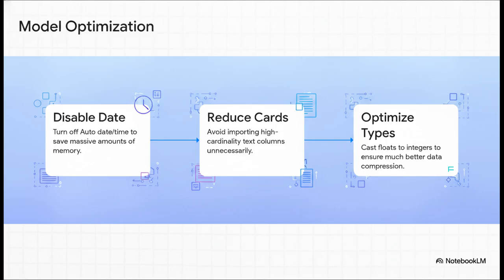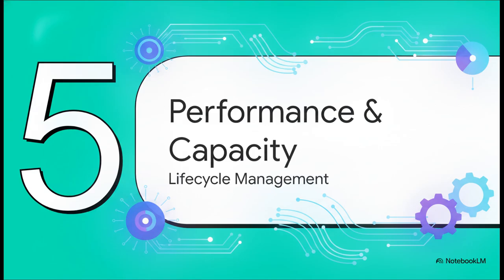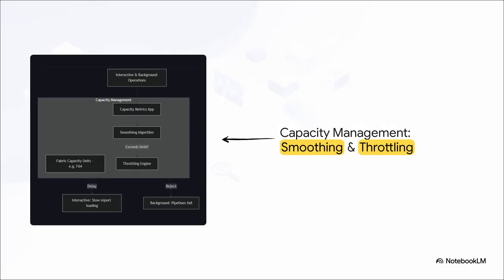Step 3. Optimize your data types. For instance, cast high-precision floats down to fixed decimals or integers. The engine compresses integers way better than floats. And finally, Section 5, Performance and Capacity. Managing the life cycle of your architecture. Let's move on and see how this builds into capacity management.